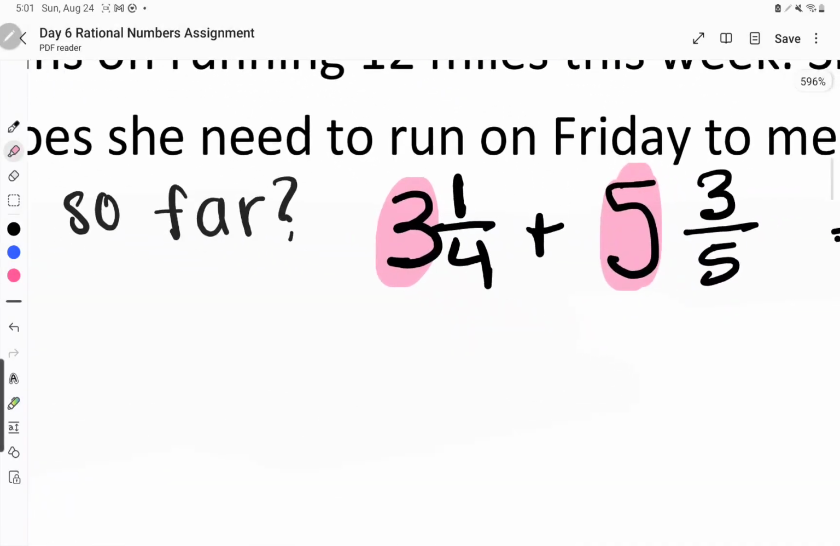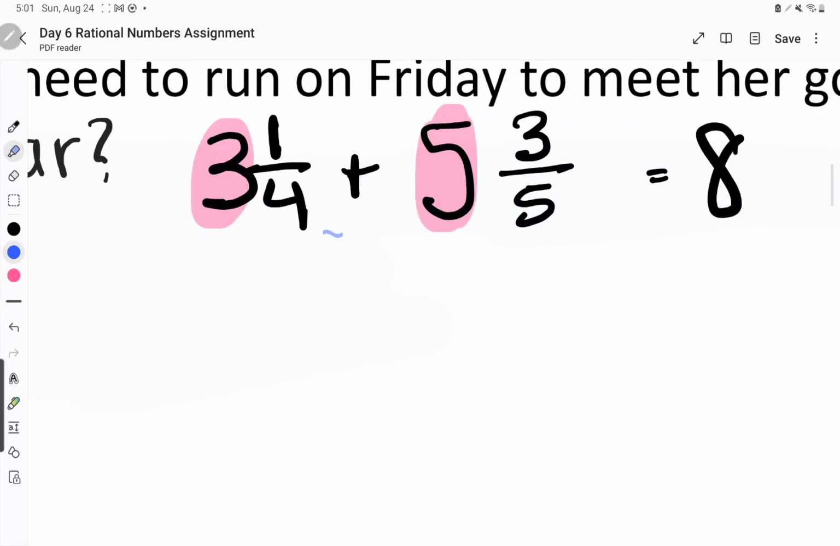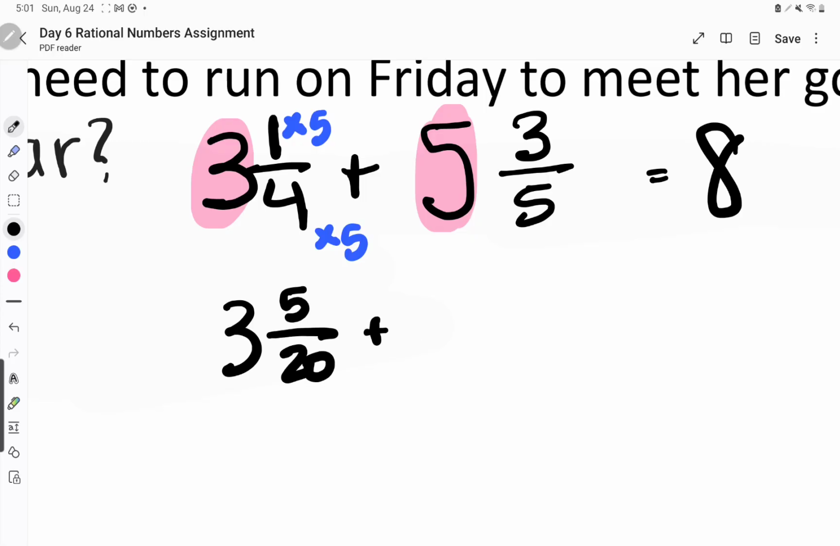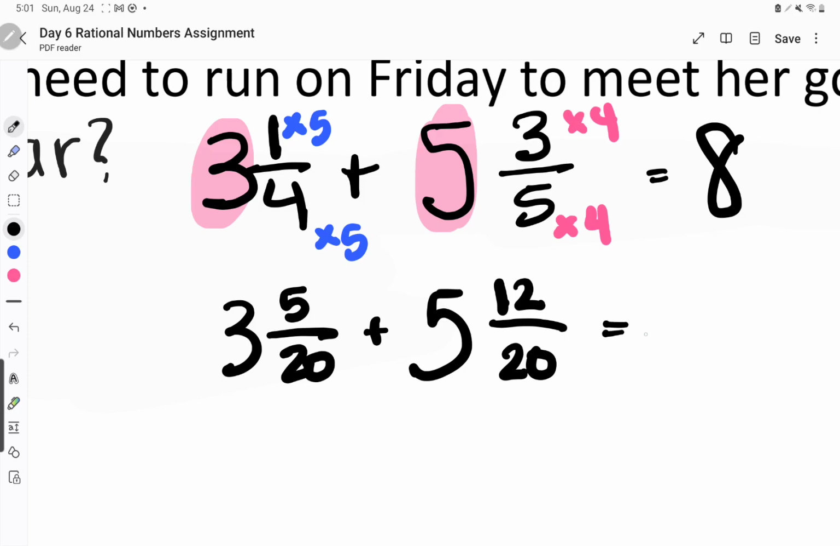Now, how do we get from 4 to 20? We'd multiply times 5. So what else do I need to do? I need to multiply my numerator times 5. So that gives me 3 and 5 over 20 plus 5. And then I have to get the 5 to 20. So what do I multiply times 5 to get to 20? I have to multiply times 4. And if I multiply 5 times 4, what else do I multiply times 4? My 3. So I do 3 times 4, which gives me 12. And then 5 times 4, which gives me 20.